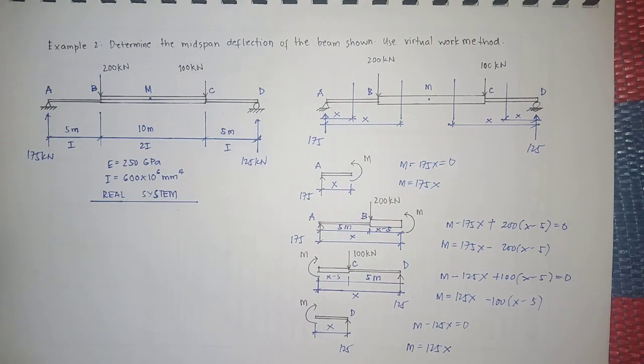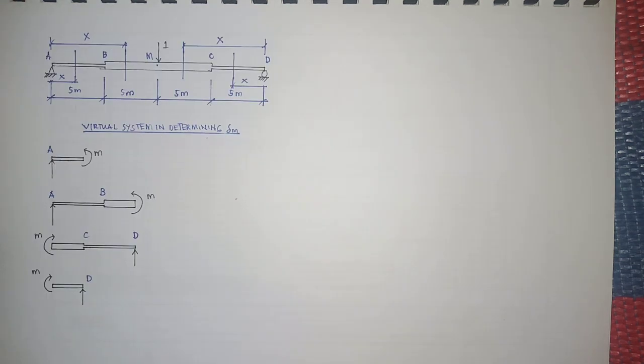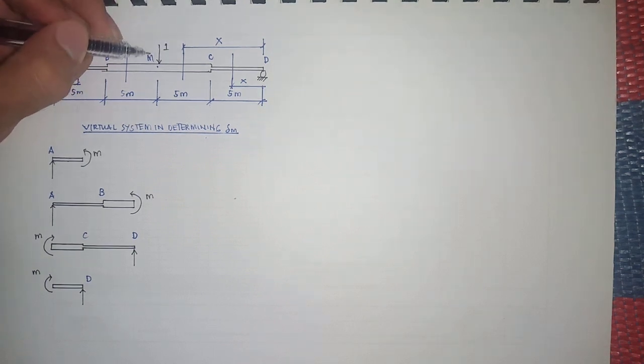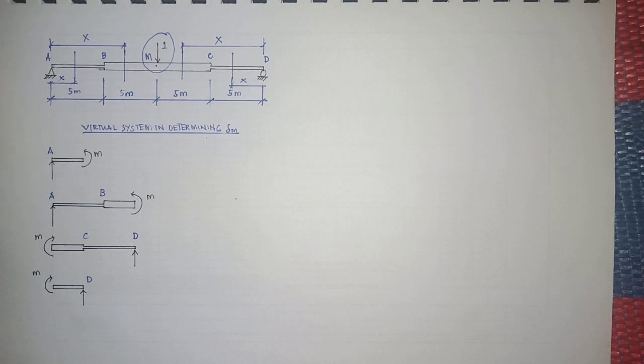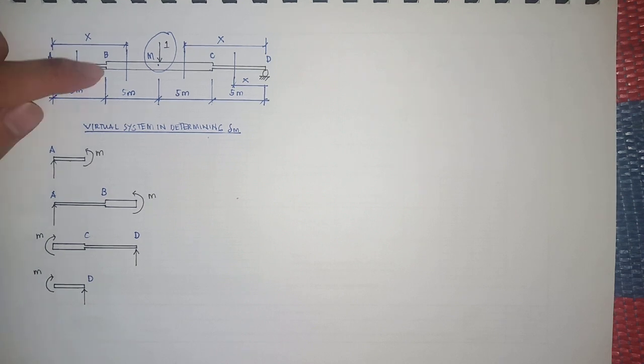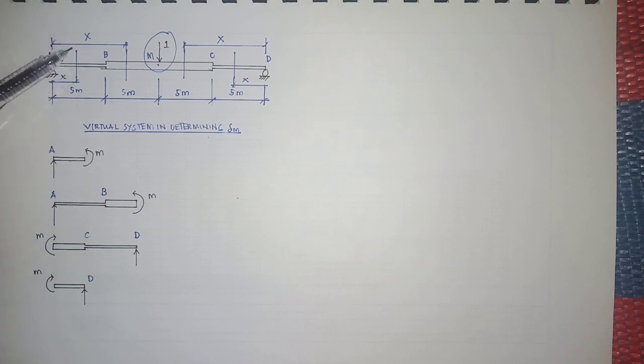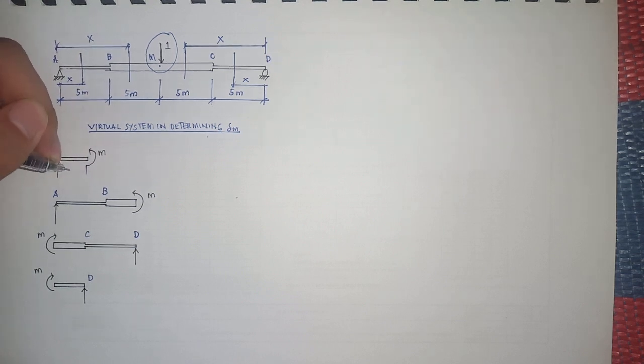Mamaya ilalagay natin yan dun sa table na ginawa natin. So, dun tayo sa virtual system. This is what I am talking about, no? Naglagay tayo ng 1 unit load dun sa midspan. Kaya nahati tayo sa apat na segment: AB, BM, MC, and CD. Just like what we did dun sa real system, kung saan ka nag-originate, dun din dapat manggagaling yung origin mo dun sa virtual system. So, these are all X's, no?